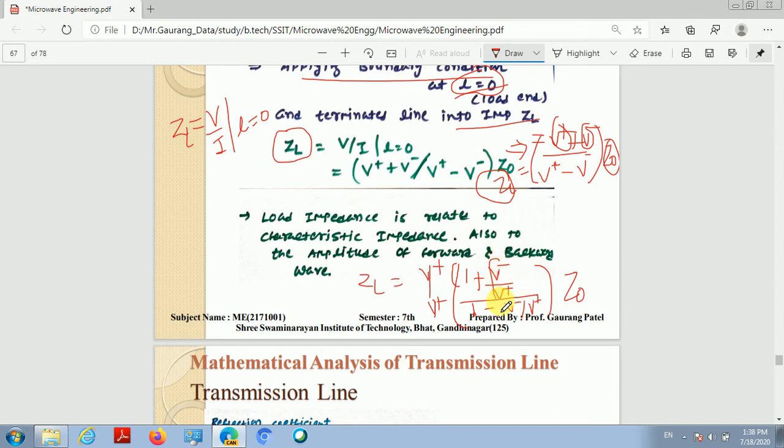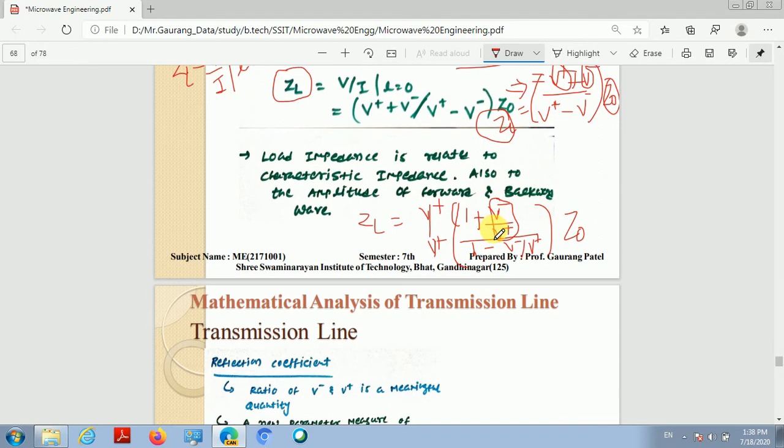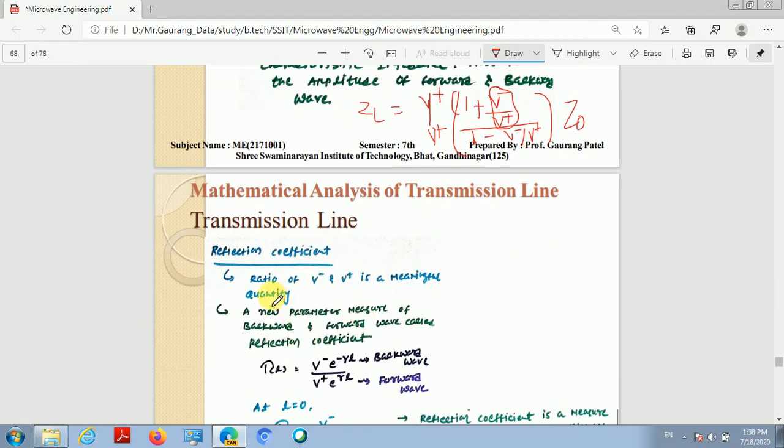This ratio of V minus and V plus is a very meaningful quantity in terms of the transmission line. This parameter, V minus divided by V plus, is basically known as the reflection coefficient, which is a new parameter of the transmission line. Very important.